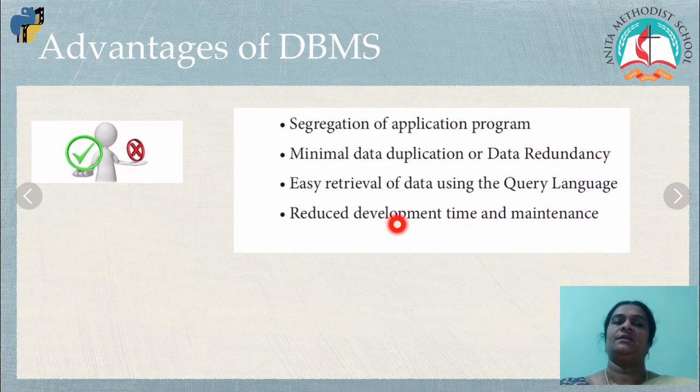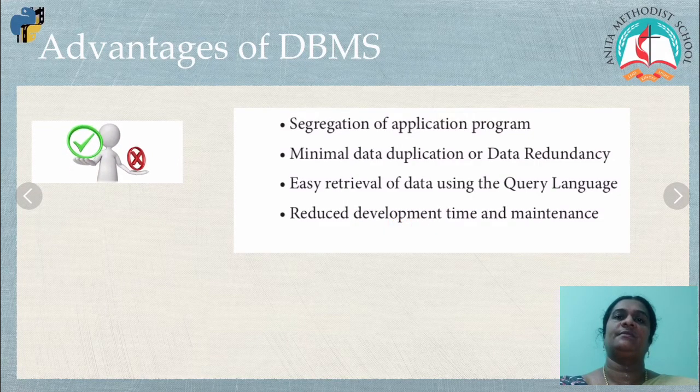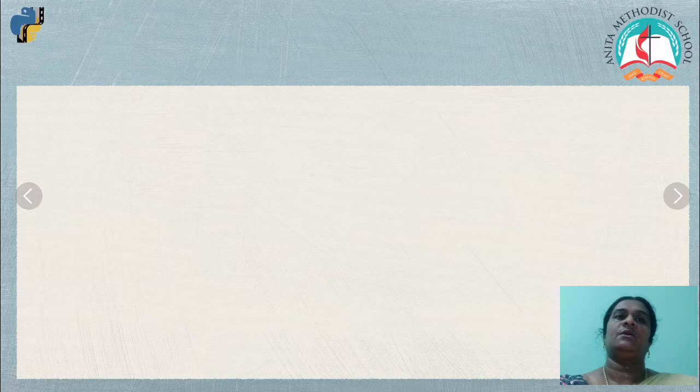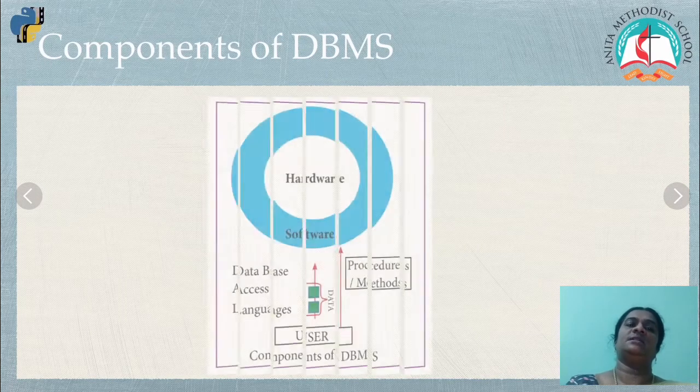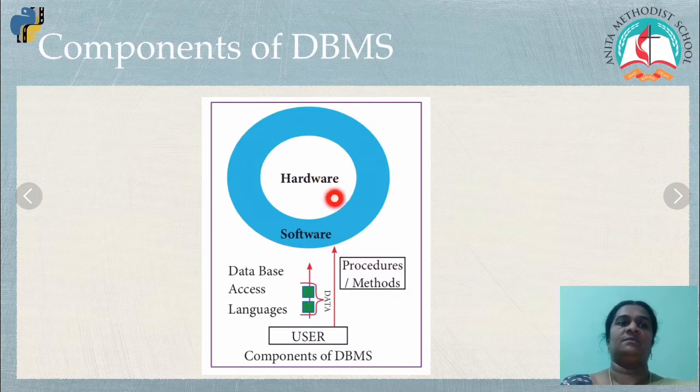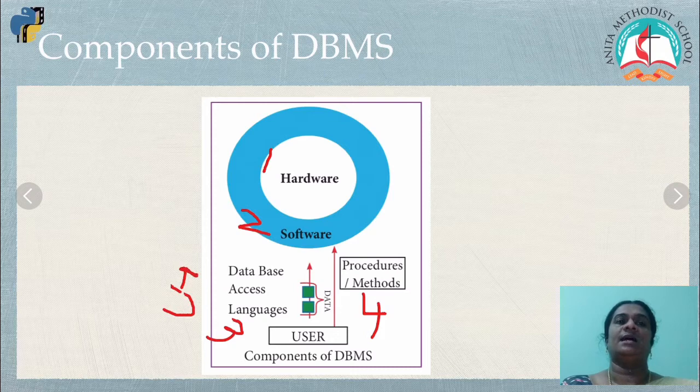DBMS. Okay. So next we are going to see about the components of DBMS. So what are the components of DBMS? There are 4 components. What are they? The first one is hardware, and second is software, third one is user, fourth one is procedure or methods, and the last one is database access language. Okay, so hardware, software, user, procedure methods, access languages. Okay, let's see them.